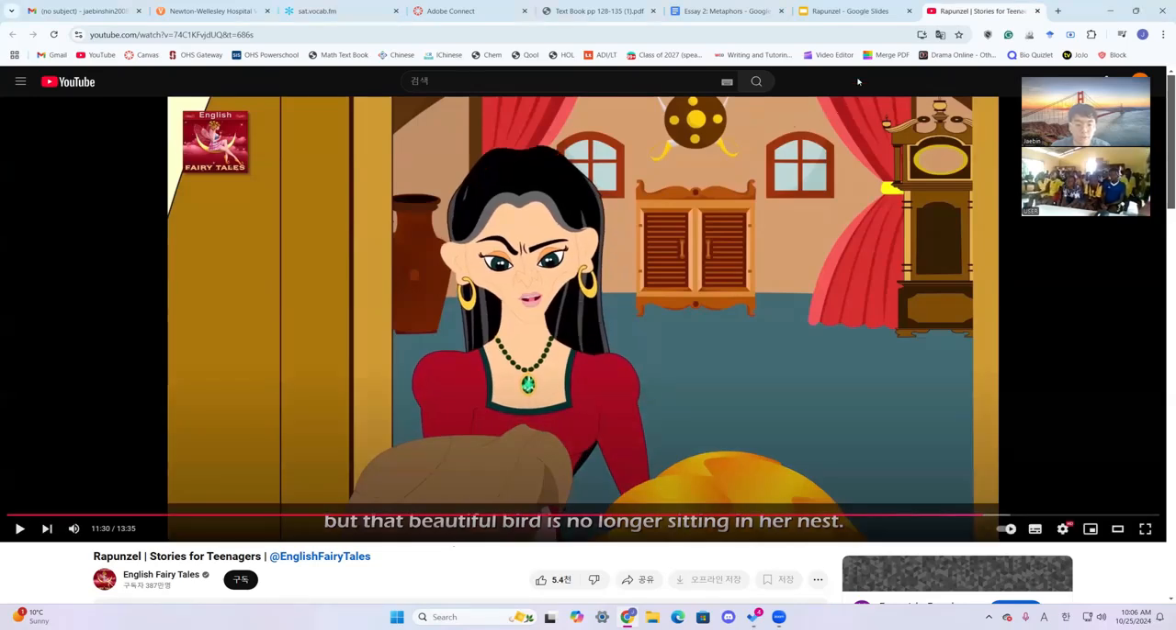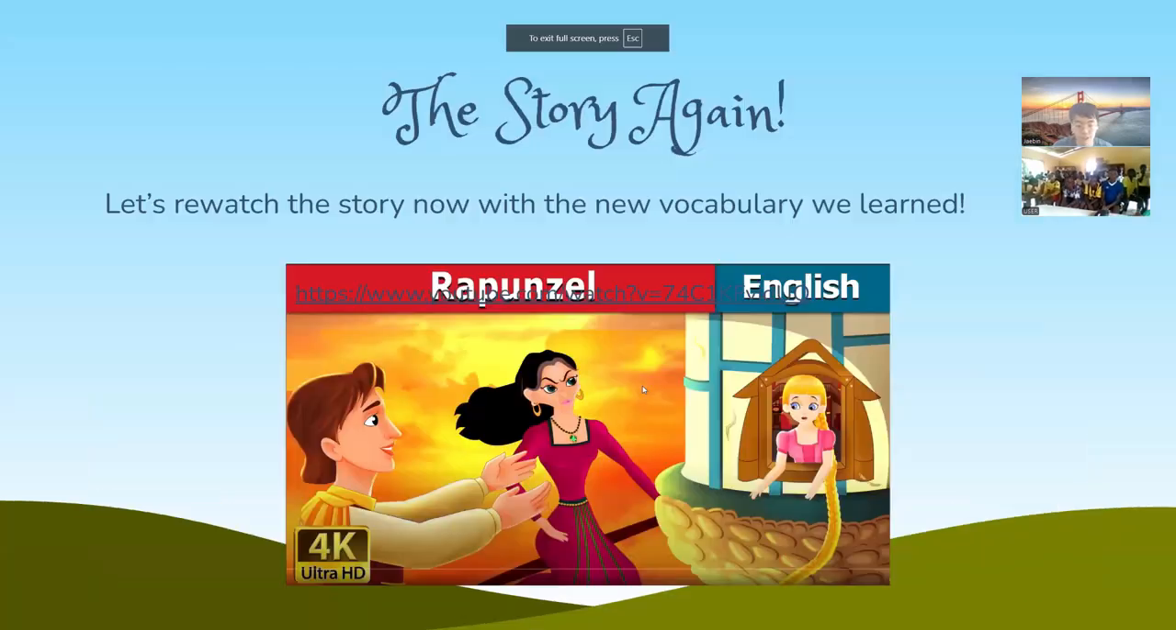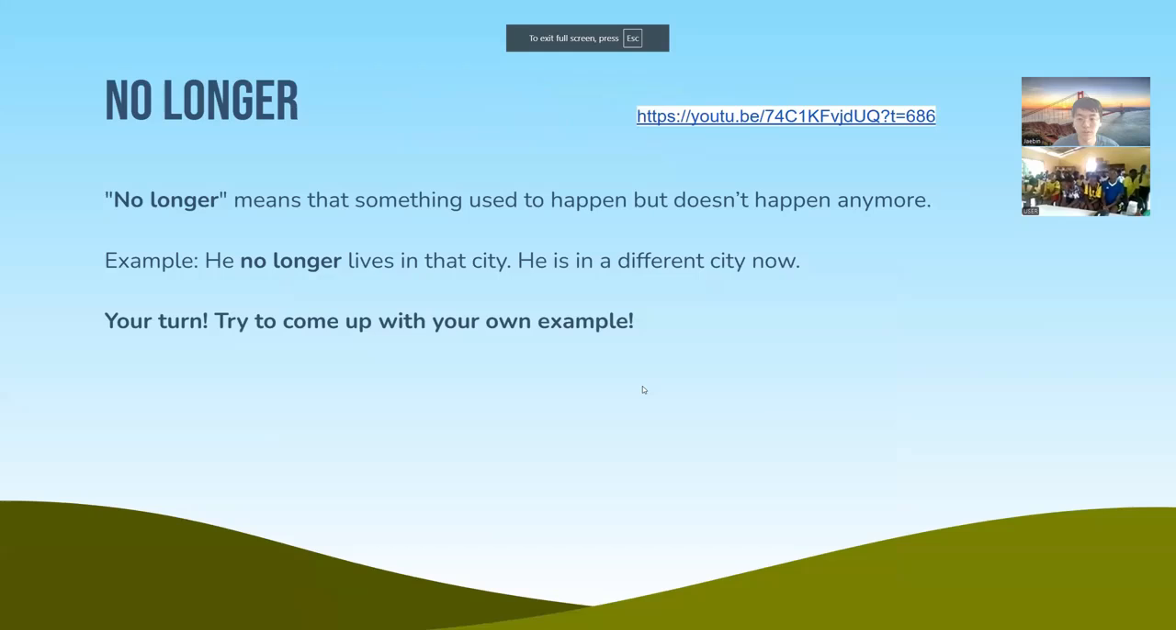So the witch is saying here that Rapunzel is no longer sitting in this tower. So she's telling him that yeah, Rapunzel was once in this tower, but no longer in this tower because she is gone now. So can anyone use this phrase to make a sentence by using no longer?